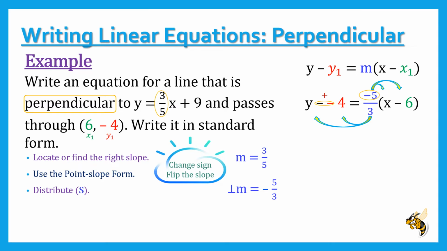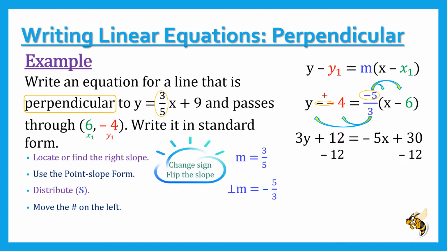So now I'm going to have 3 times y, which is 3y. 3 times positive 4 is positive 12. Negative 5 times x is negative 5x, and negative 5 times negative 6 is positive 30. We always move the number on the left regardless of the form. So the opposite of positive 12 is actually negative 12. So I'm going to subtract 12 from both sides. Now we have 3y equals negative 5x plus 18.